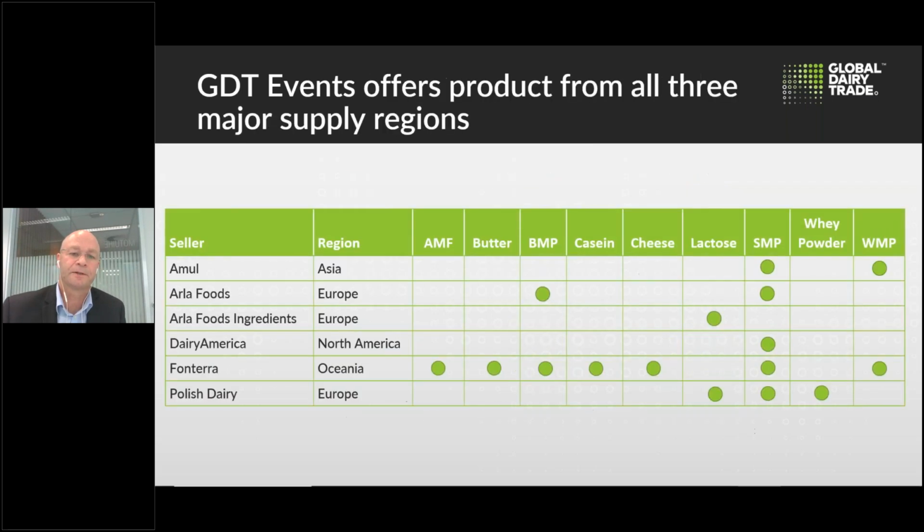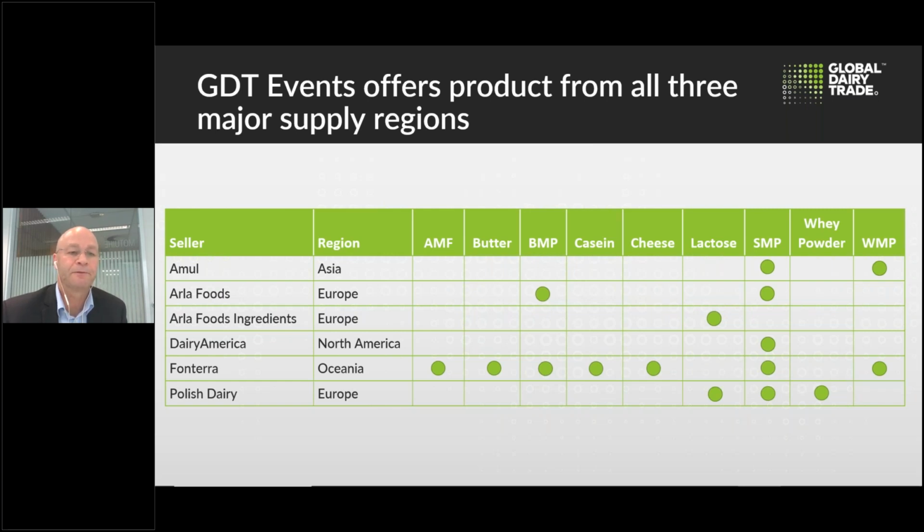Moving on then to sellers. We have a range of sellers. We have sellers from all three of the major exporting regions. So that's New Zealand, Europe, and the US. From New Zealand, of course, we have Fonterra, Oceania region with a wide range of products. You can see there all the way from the cream products, AMF and butter, through to the various powders.